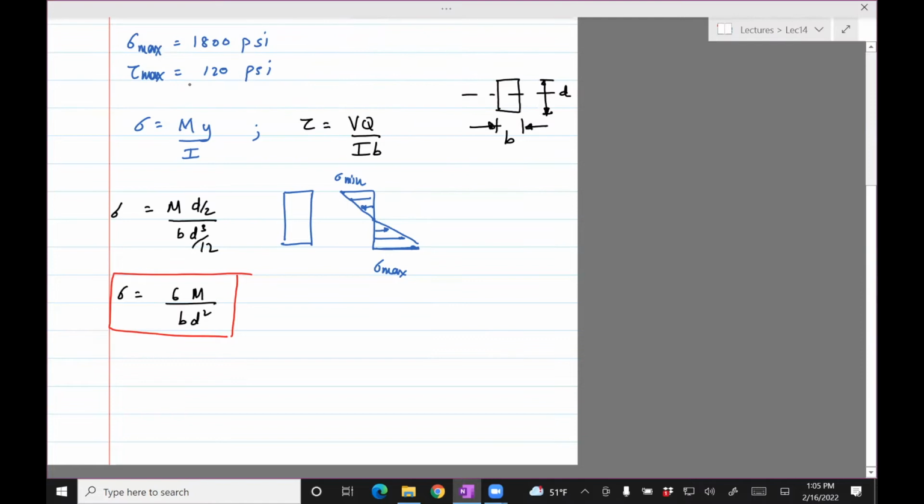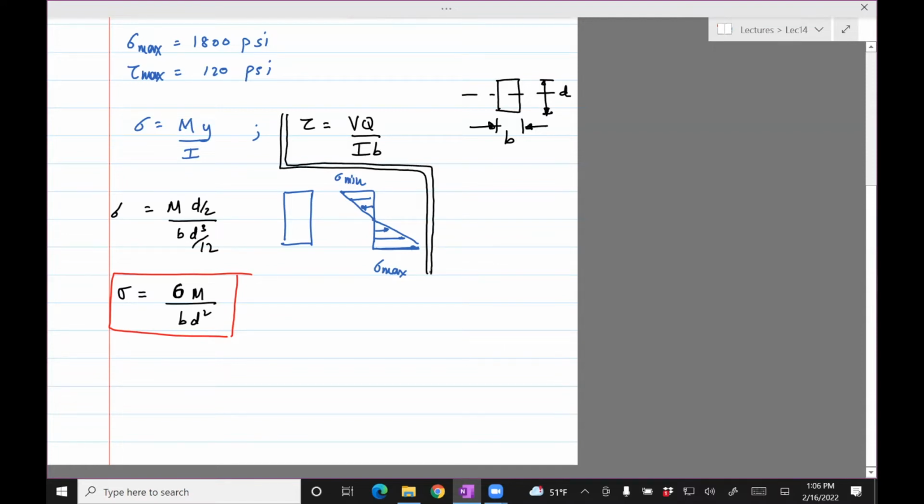Okay, let's do the same thing for shear stress. Is it wrong? I'm sorry, my sigmas look more like my 6. Maybe it's bigger. Okay, so we can also do the same thing for tau.